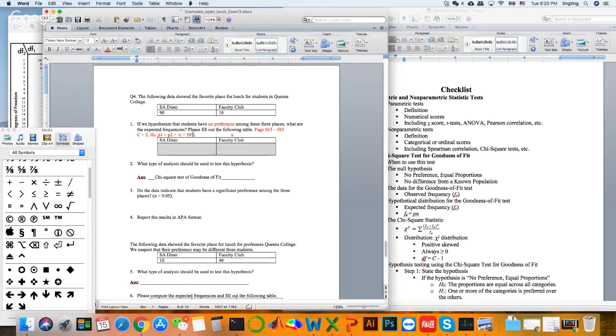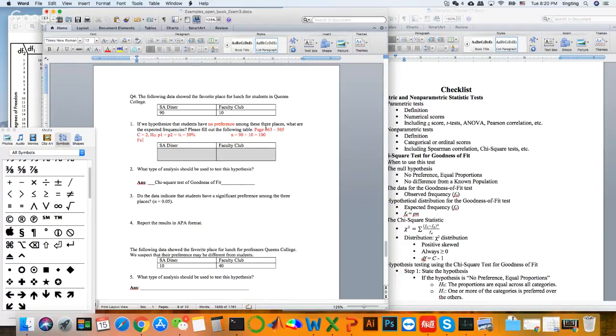And N equals 90 plus 10, which is 100. So the FE equals P times N, the answer 50 and 50. We finished this one.